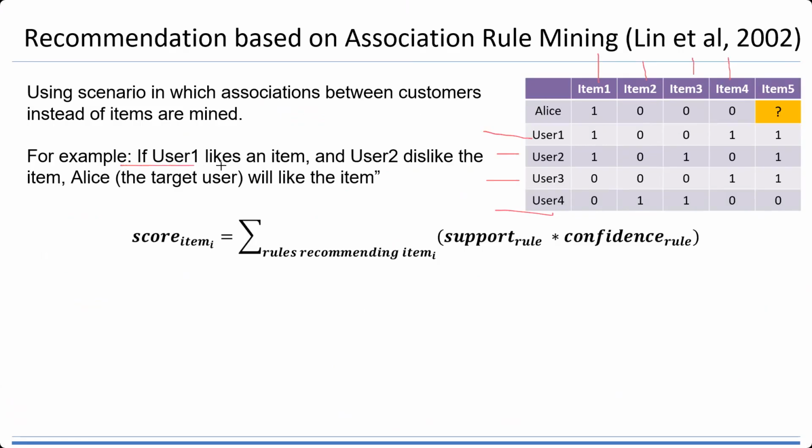Let's say user 1 likes an item and user 2 dislikes the item, so at least the target user will like a particular item. So this kind of item means we need to calculate based on the support and the confidence. If the score is high, of course, we have a good confidence. If the score is low, then we have a low confidence. So we need to calculate the score.